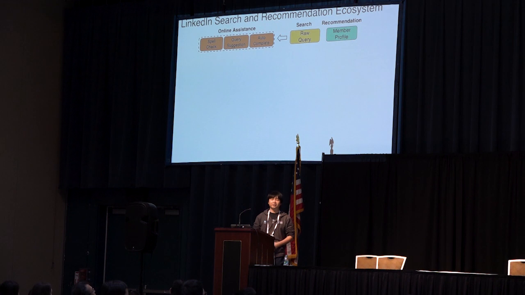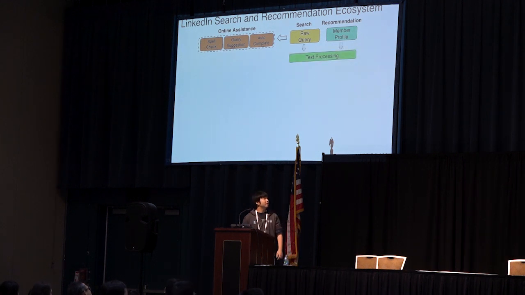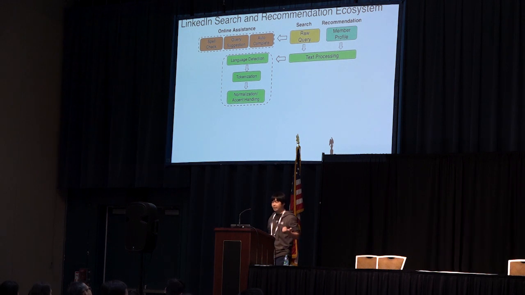Now let's take a look. With a query, what can we do? We can do online assistance, a set of components we have discussed, including spell check, autocomplete, and related queries, say query suggestion. Then we need to do text processing. Typical processing includes language detection, tokenization, normalization, and accent handling.